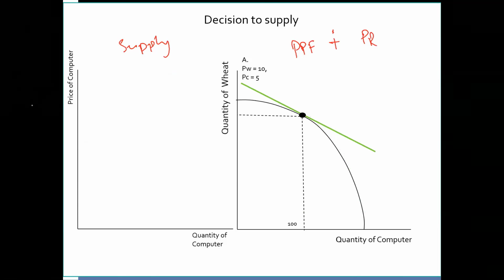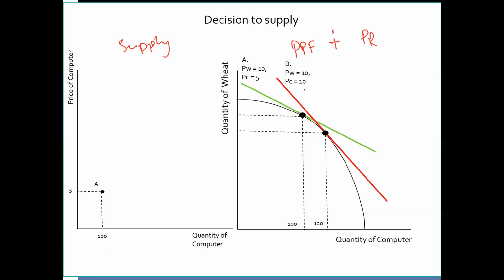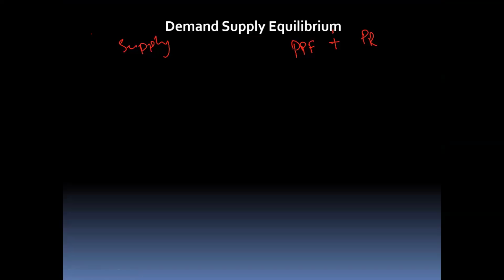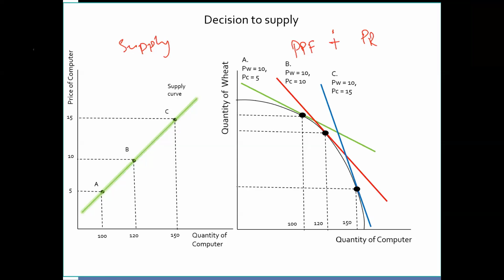Okay. So at price 5, the supply was 100. So 5 and 100. At price 10, supply was 120. So 10 and 120. Okay. At price 15, the supply was 150. So when we join them together, this is our supply curve. Go back. So what does it show?